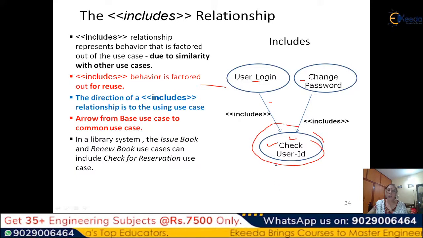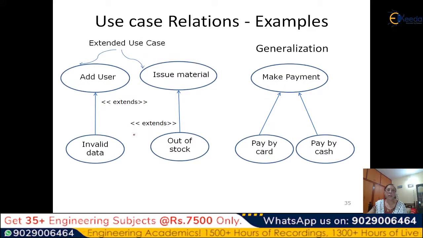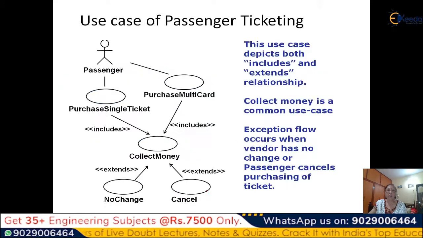So here user login includes checking ID, and this also includes. So the direction of the include relation is to the using use case, and the arrow is from the base case to the common use case. So these are some more examples of extended use cases: invalid data, out of stock while issuing the material, and making payment, pay by card, pay by cash is a parent to child generalization.